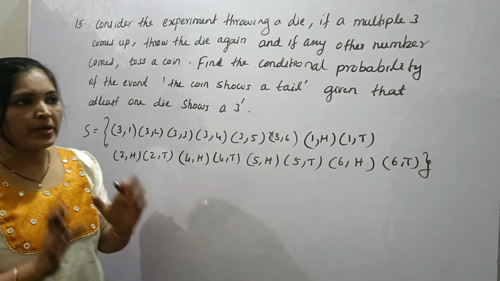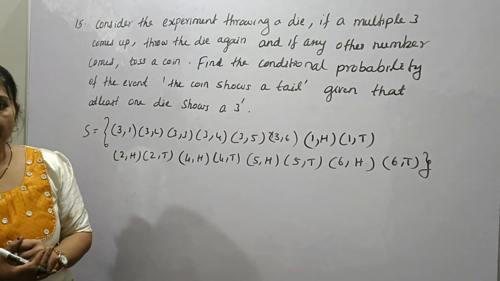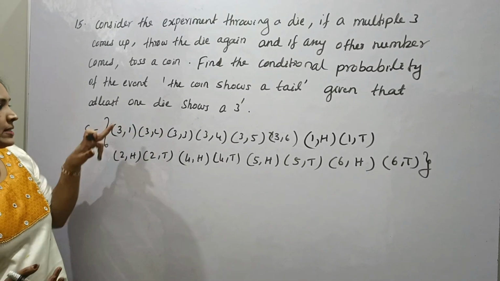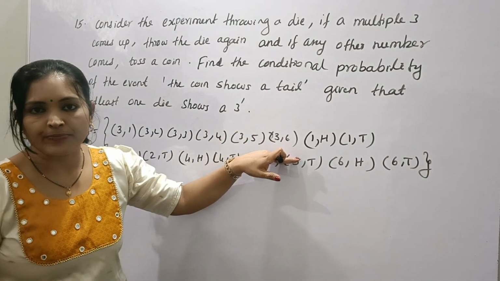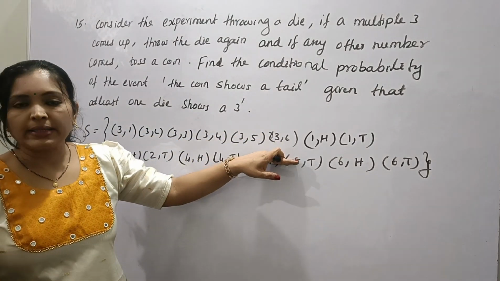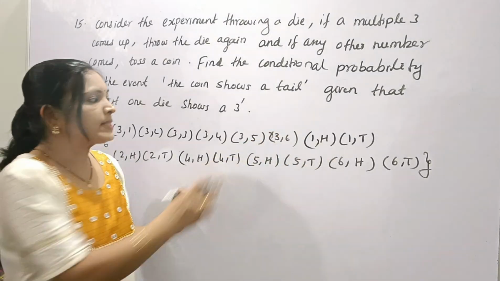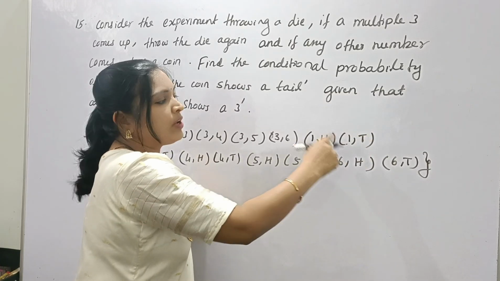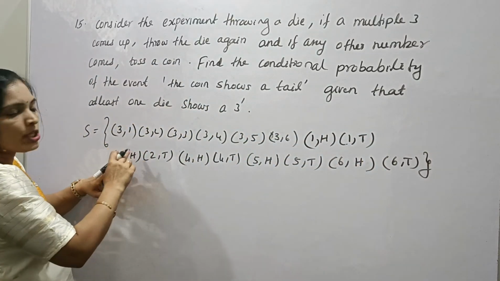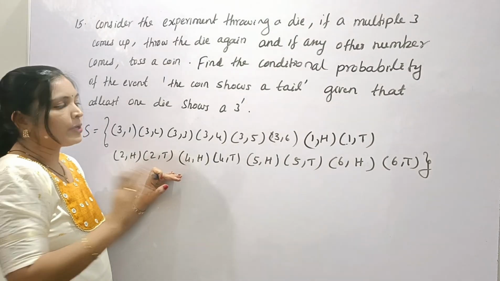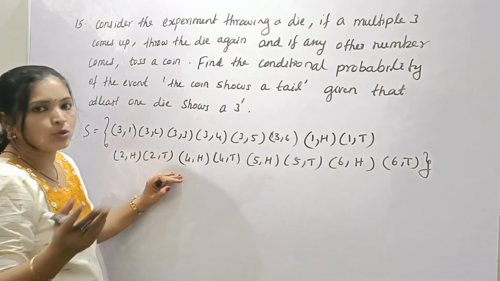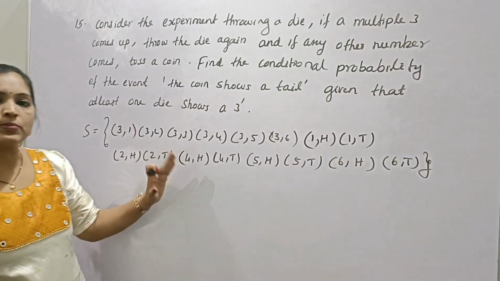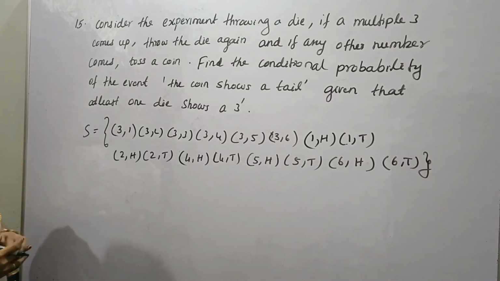That is, the experiment is, first you have to throw a die. If you get 3, then throw it again. So here the possibilities are 3,1; 3,2; 3,3; 3,4; 3,5; 3,6. If you get any other number, then toss a coin. So what are the possibilities? If you get 1, either 1H or 1T. If you get 2, 2H, 2T. 3 is not possible, because if you get 3, you have to throw a die, not toss a coin. So 4H, 4T, 5H, 5T, 6H, 6T. These are the possible outcomes of this experiment. That is the sample space.